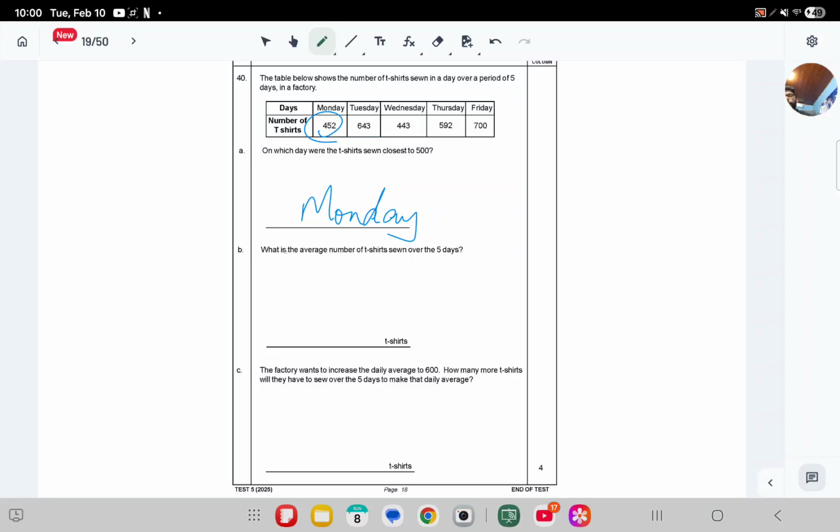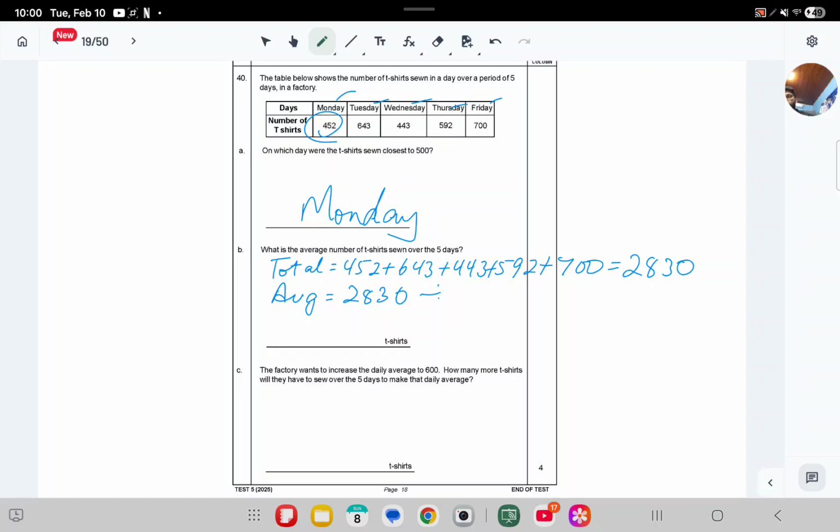To calculate the average, first we need to calculate the total. To calculate the total, we add 452, 643, 443, 592, and 700. That will give us a total of 2,830. I wanted to calculate the average. To calculate the average is the total divided by the number of numbers. In this case it is 1, 2, 3, 4, 5. So divide by 5, and that will give us 566.